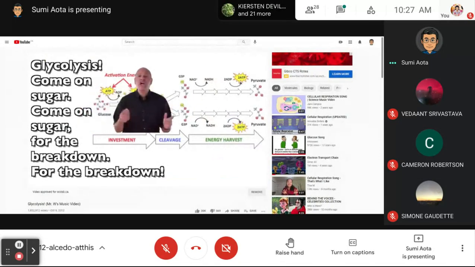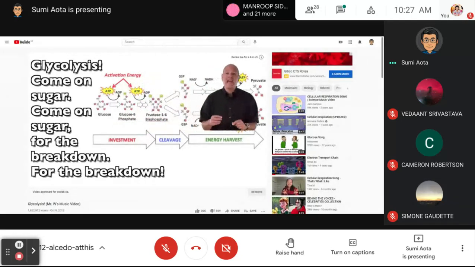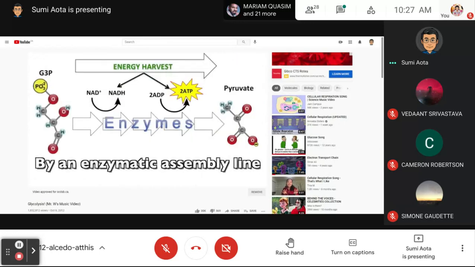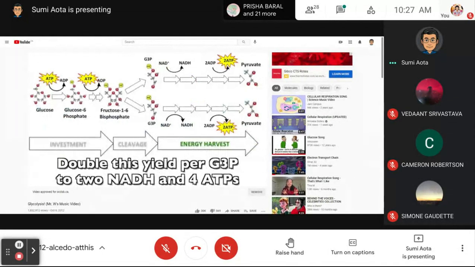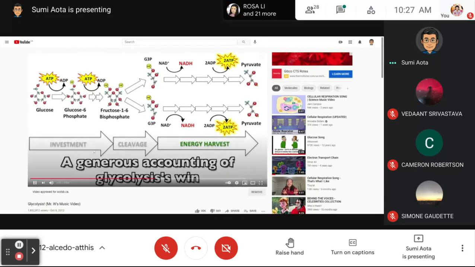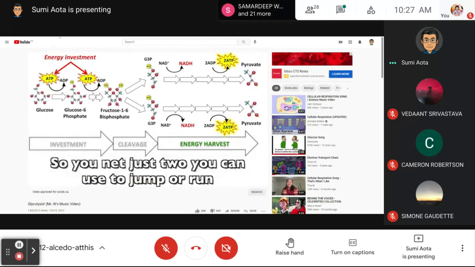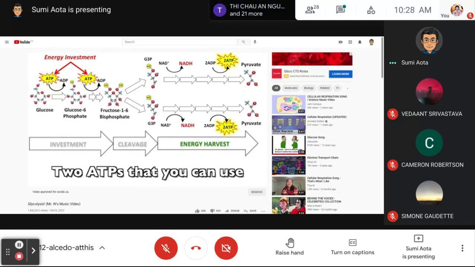Glycolysis, come on sugar for the breakdown. Phase 3, G3P gets rearranged and oxidized by an enzymatic assembly line that harvests energy from each G3P, 1 NADH and 2 ATPs. Double this yield per G3P to 2 NADH and 4 ATPs. That's the gross yield for every glucose in. A generous accounting of glycolysis' win, but 2 ATPs were invested in phase 1, so your net just 2 you can use to jump or run. Put 2 in, get 4 out, your net gain is 2 ATPs that you can use.